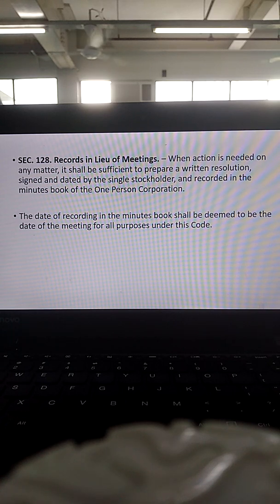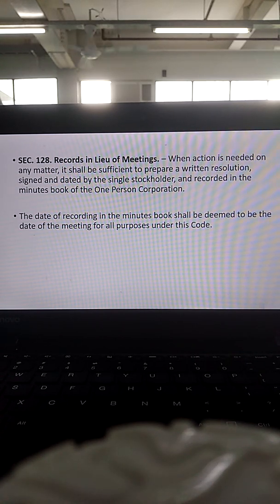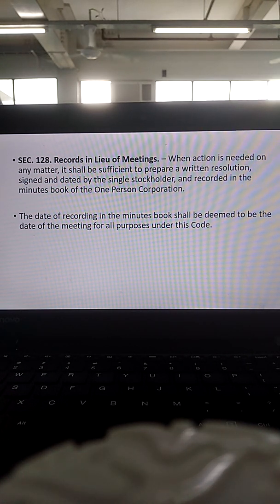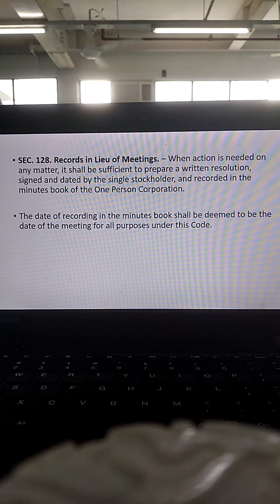Parang ding korporasyon talaga na hindi one person, okay? Ito parang kuti ito, o akong tanawon eh. Okay, kasi kung i-compare mo ito sa sole proprietorship, hindi na kailangan ito. Okay, now the date of recordings in the minutes book shall be deemed to be the date of the meeting for all purposes under this code.